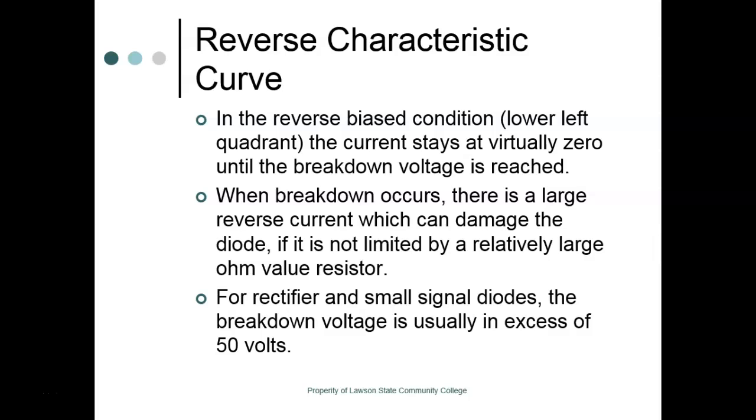In the reverse bias condition, lower left quadrant, the current stays at virtually zero until the breakdown voltage is reached. When the breakdown voltage occurs, there is a large reverse current which can damage the diode if it's not limited by a relatively large ohm resistor. So what we're going to do is control this breakover voltage.